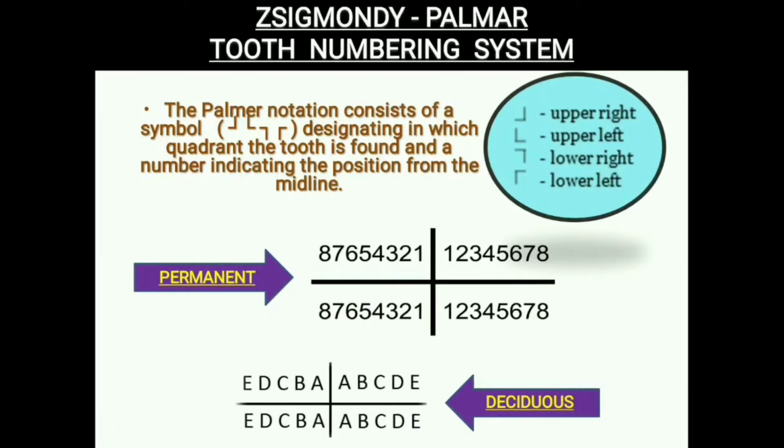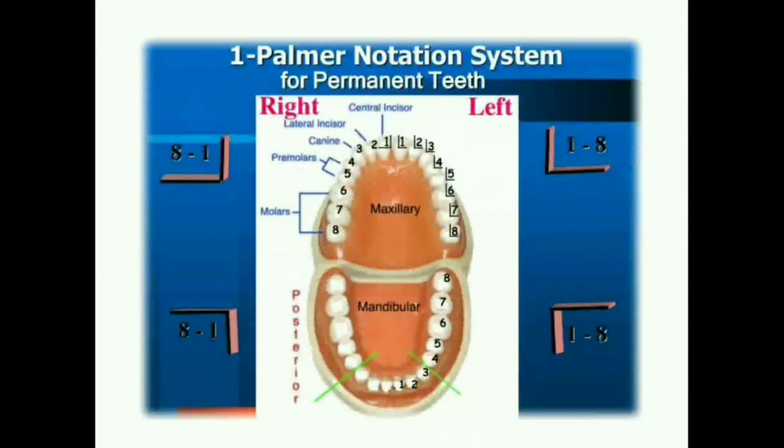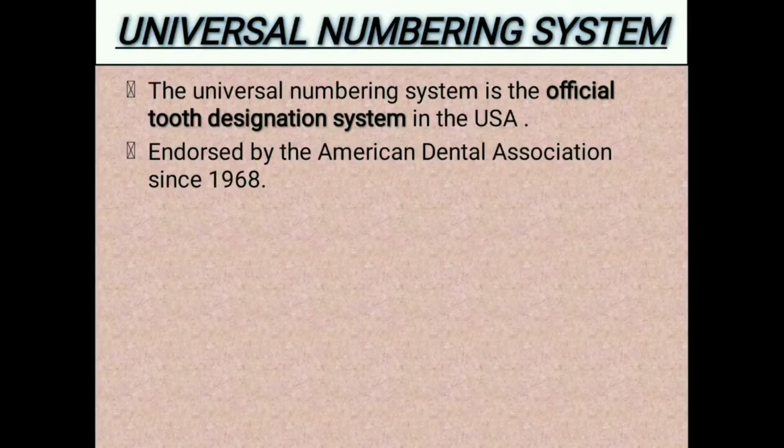For deciduous teeth, instead of using numbers, capital letters from A to E are used. Here is how we can show primary dentition in the Zsigmondy-Palmer tooth numbering system. And for permanent teeth, we can show dentition in the Zsigmondy-Palmer system like this. Now, there was a disadvantage of the Zsigmondy-Palmer system as it was difficult to type in computers and difficult to verbalize. So other tooth numbering systems were invented to overcome this disadvantage.